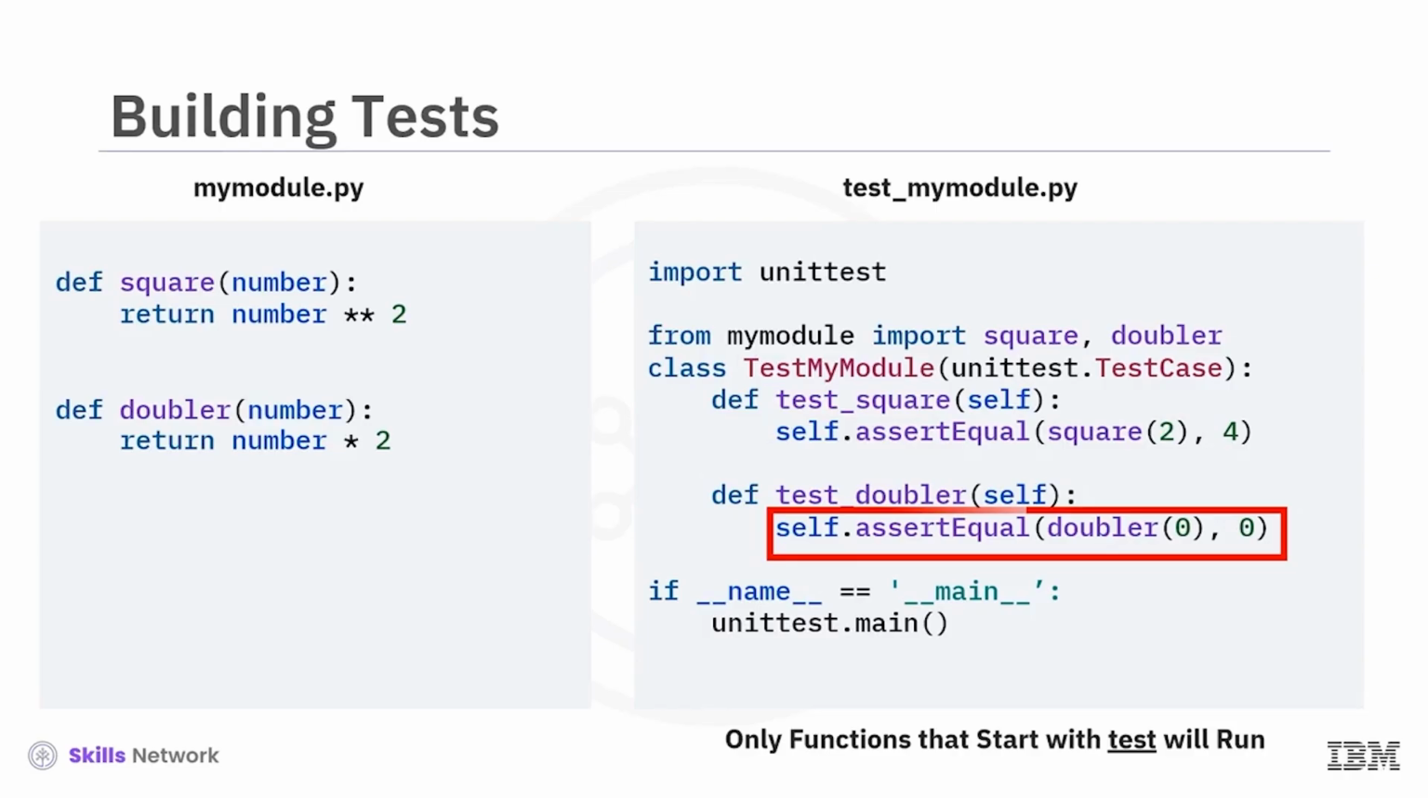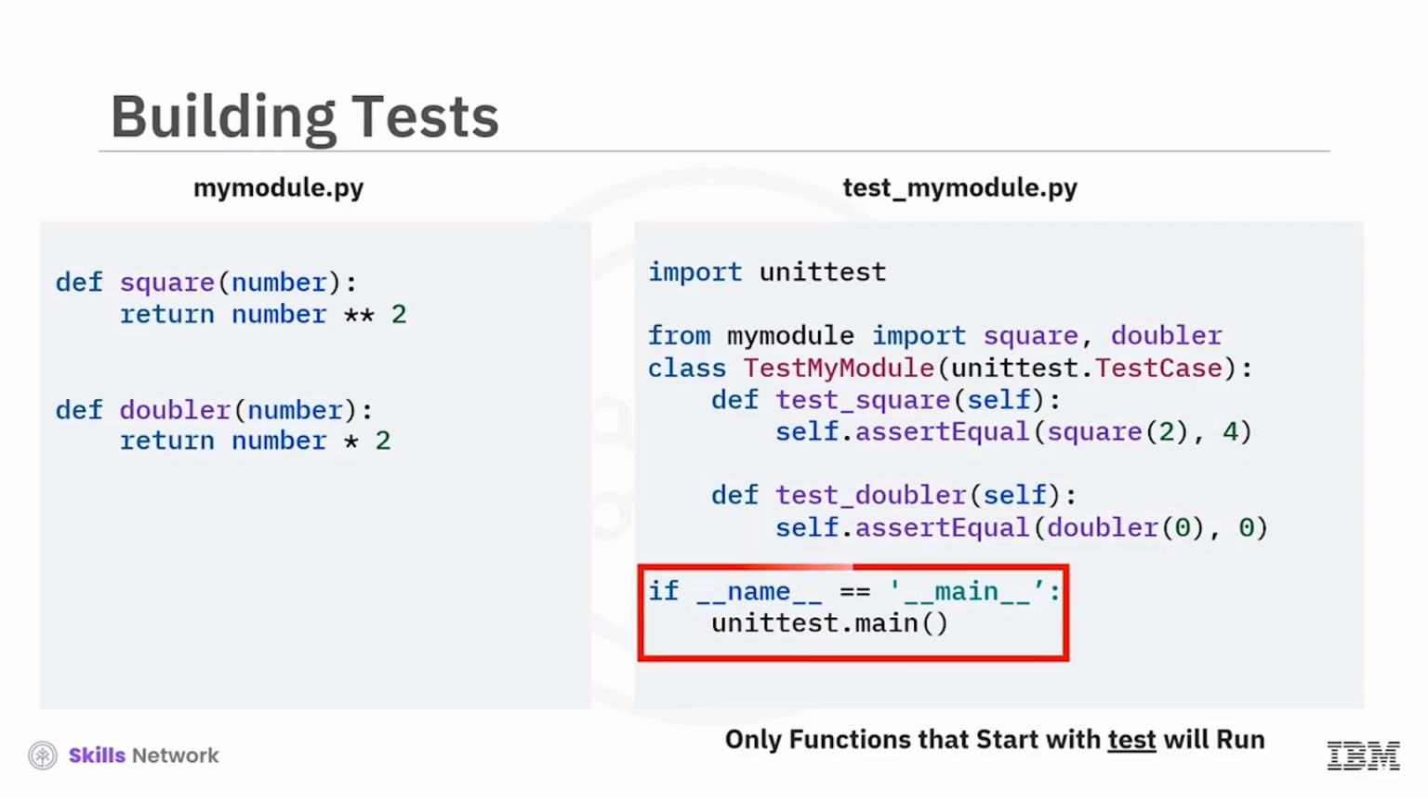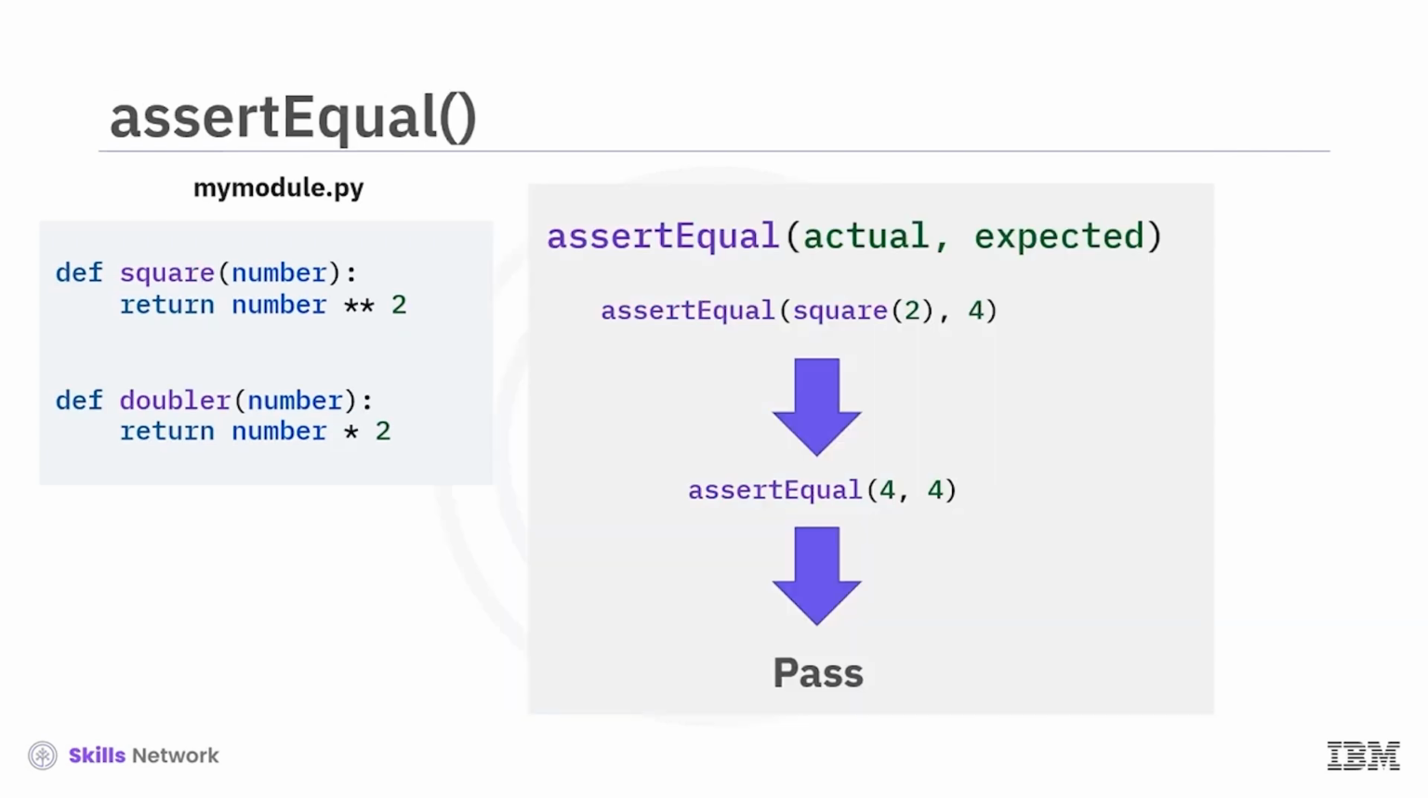One assertion function is assert equal. Notice that the method has been added to the test case class in the code. The assert equal function compares two values or entities and determines if they are equal. The method is used to check if functions are returning the correct values.